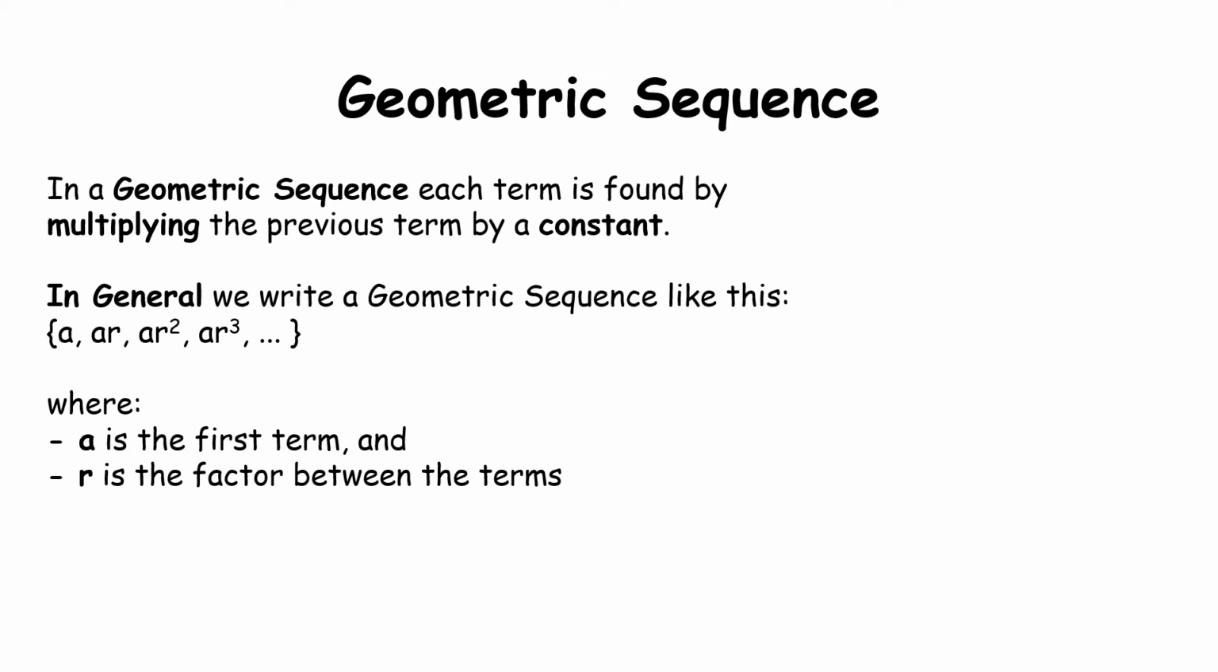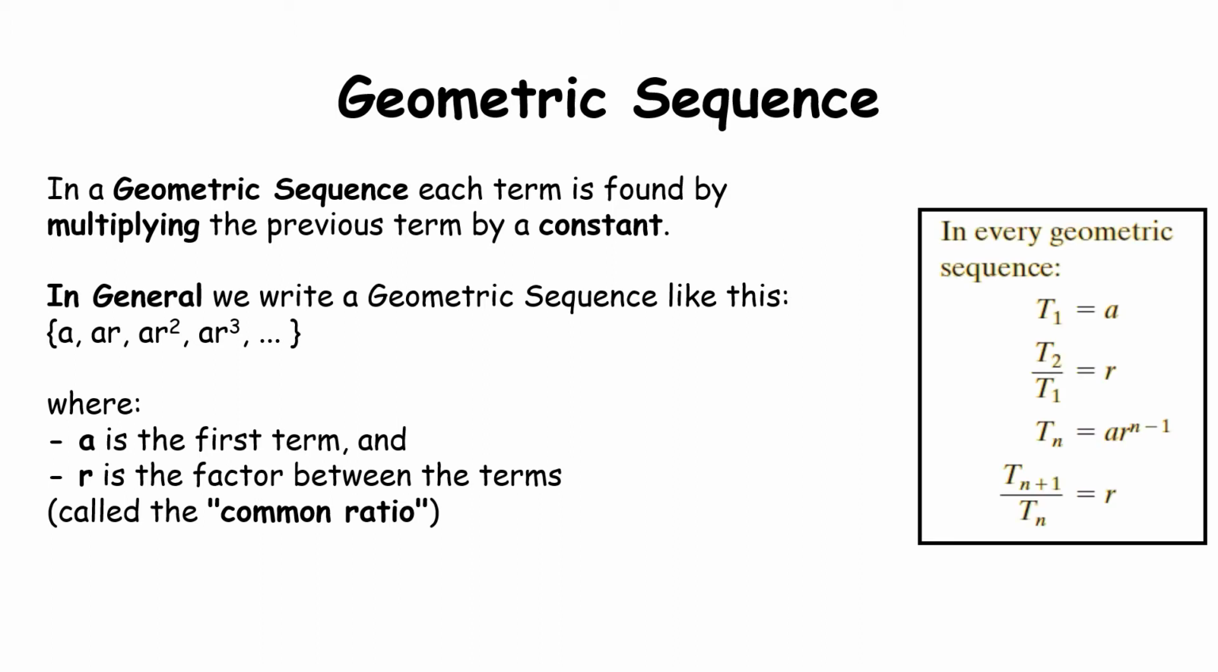Ratio is about division. So when you divide one term by the previous term, we're getting what number you multiply one term by to get to the next. So that's our common ratio. In every geometric sequence, term 1 is a, the same as we've had before. To get the common ratio, you divide T2 by T1, or any term divided by its previous term. And that's what it's giving us here. It's saying T n plus 1 divided by T n, this term divided by its previous term.